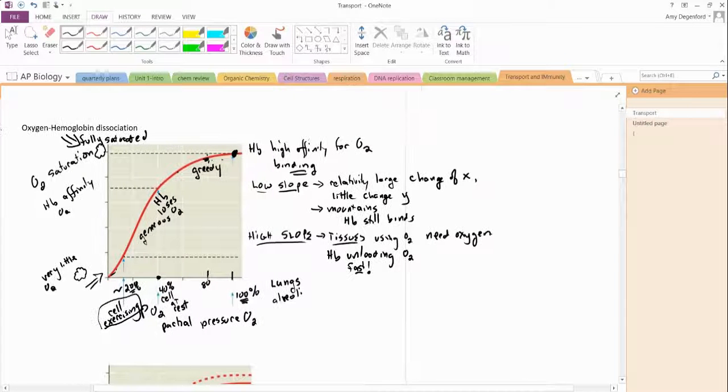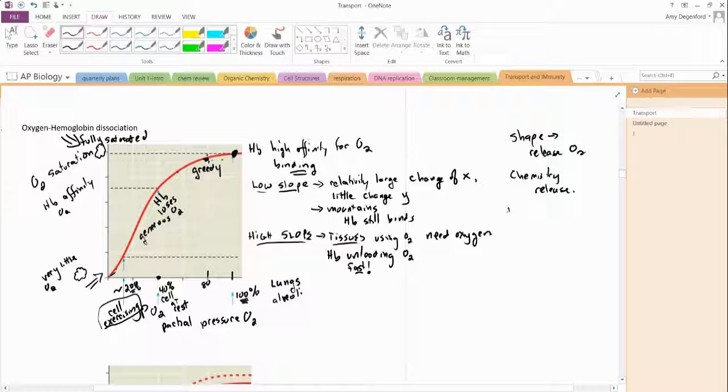Now, I'm using greedy and generous, which is kind of nice to understand it, but let's think about the fact that this means that there are changes occurring in the molecule. There are changes that occur in the shape of the hemoglobin that help it to release the oxygen. There are changes to the chemistry of the hemoglobin that make it release oxygen.